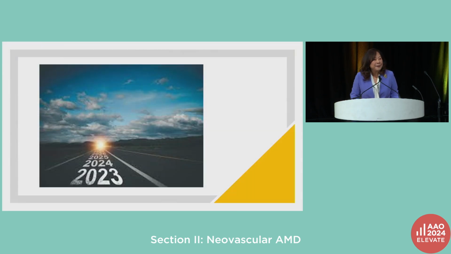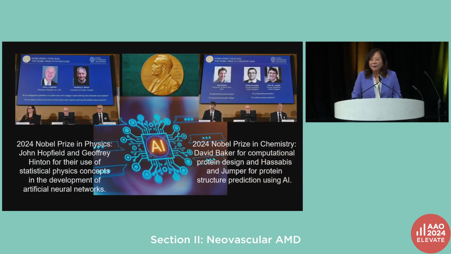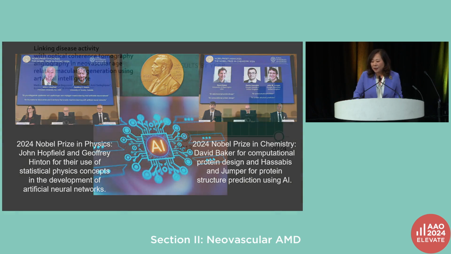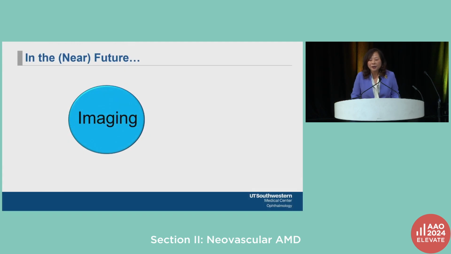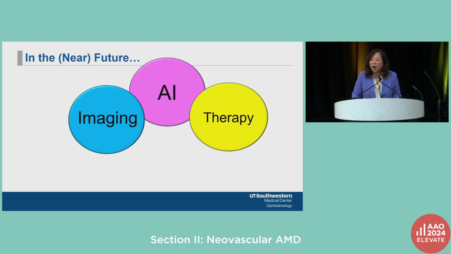So what happens in the future? Well, as you know, 2 Nobel Prizes went to those who developed AI, artificial intelligence, or used artificial intelligence. And even in retina, we often see publications based on AI and neovascular AMD, and the number is continually increasing. I believe that in the future, multimodal imaging combined with artificial intelligence will help us with therapy, but also I would add telemedicine in here.